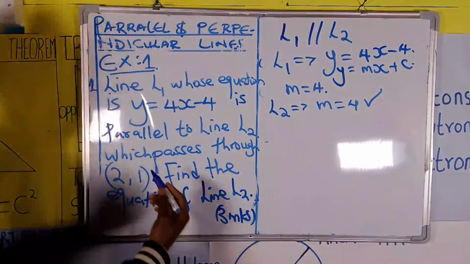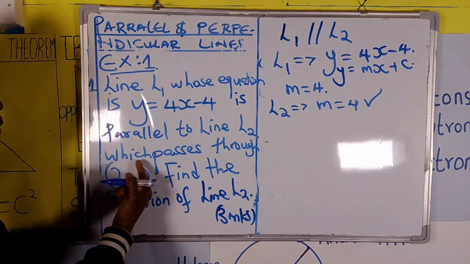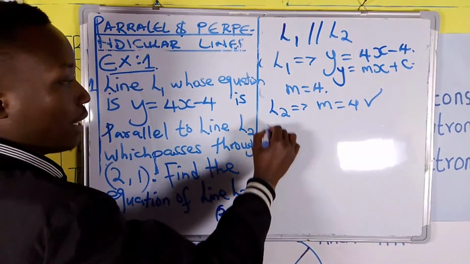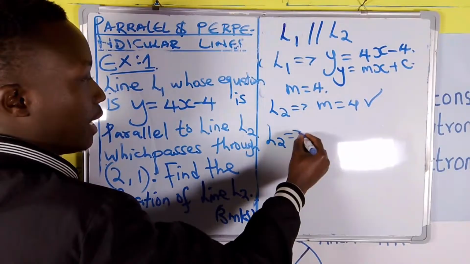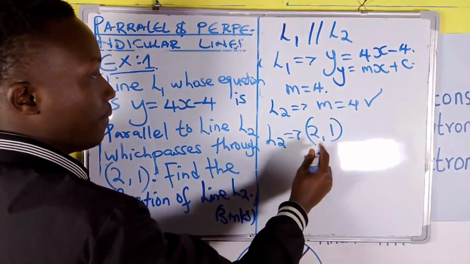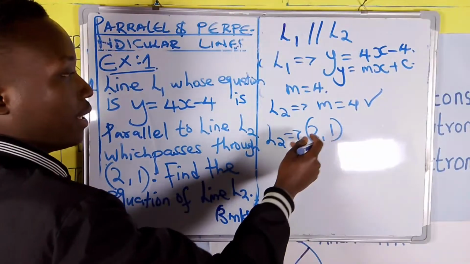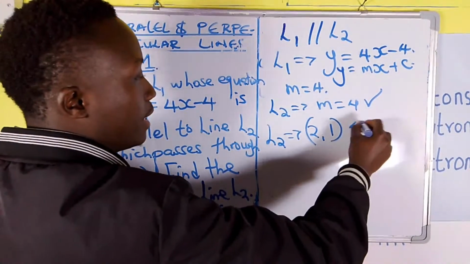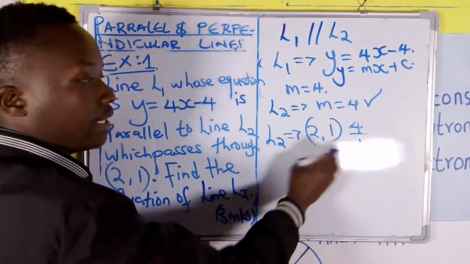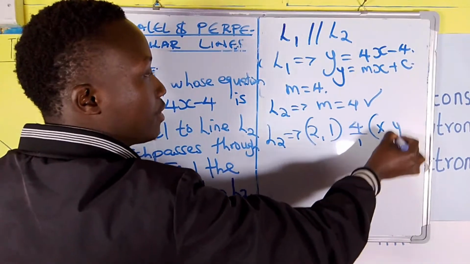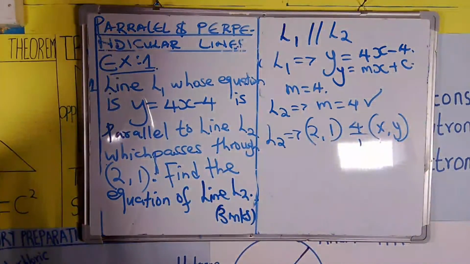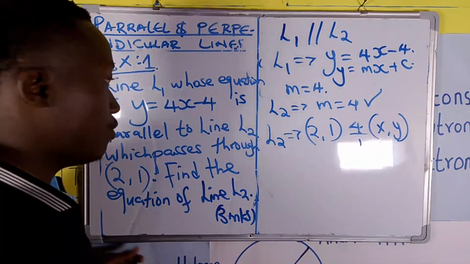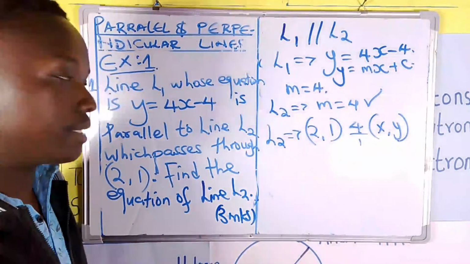And we have been told it is parallel to line 2 which passes through (2, 1). So another thing to consider is that line 2 passes through coordinate (2, 1), a point the line cuts across, the gradient of the line is 4 and the arbitrary points of the line are x and y. So for us to determine the equation of line 2, we will now proceed with what we did in our last lesson.